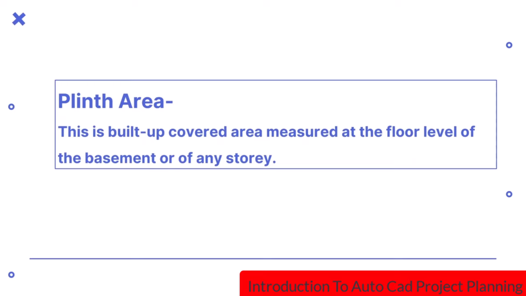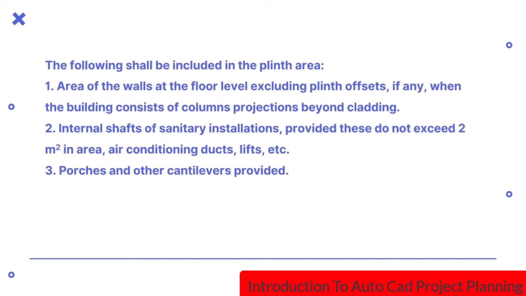Let us start with plinth area. This is built-up covered area measured at the floor level of the basement or of any story. The following shall be included in the plinth area. The first one is area of walls at the floor level, excluding plinth offsets if any, when the building consists of column projections beyond cladding.